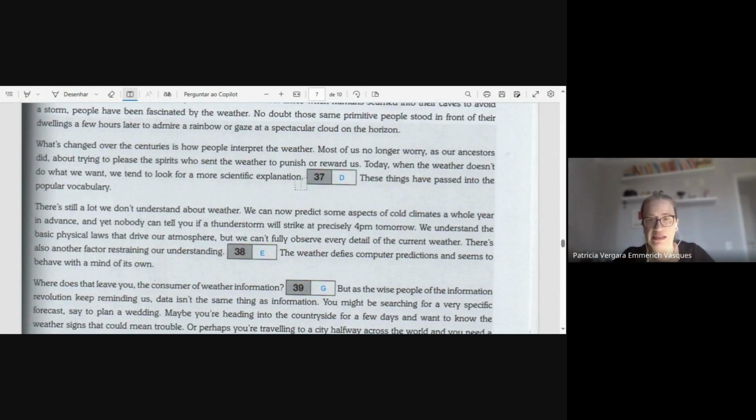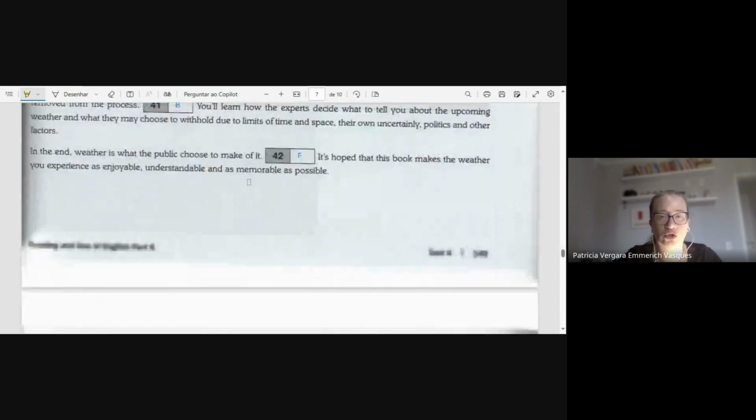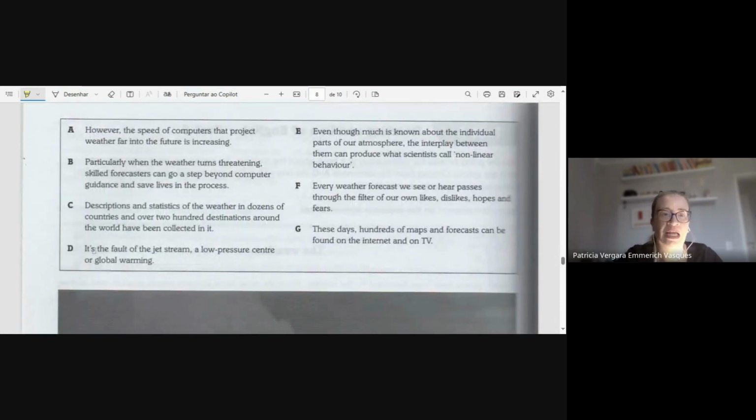So page 37, number 37, it's letter D. If you see here, they are talking about more scientific explanation. Now, today, when the weather doesn't do what we want, we tend to look for a more scientific explanation. And when you go to letter D, they give you, it's the fault of the jet stream, a low pressure center, or global warming. You see that you have scientific names for that, okay?